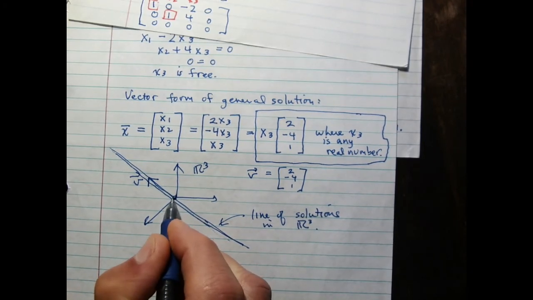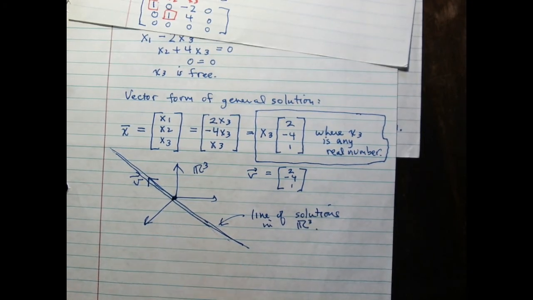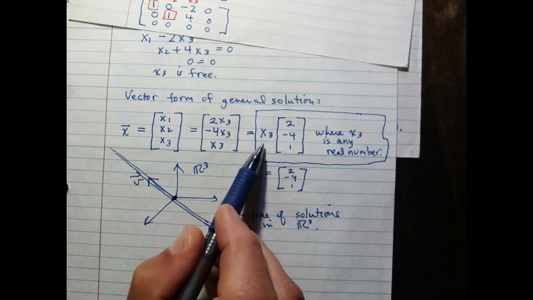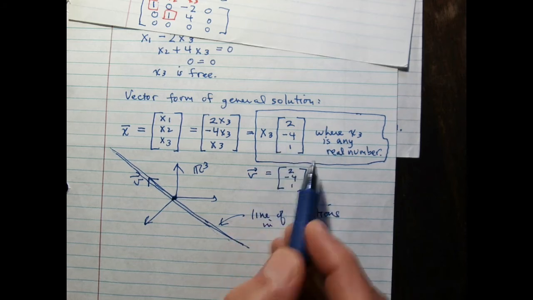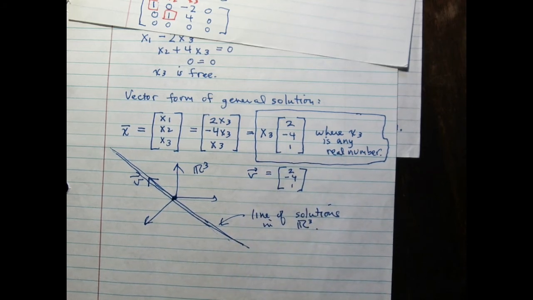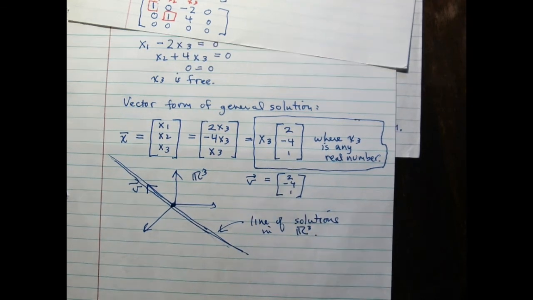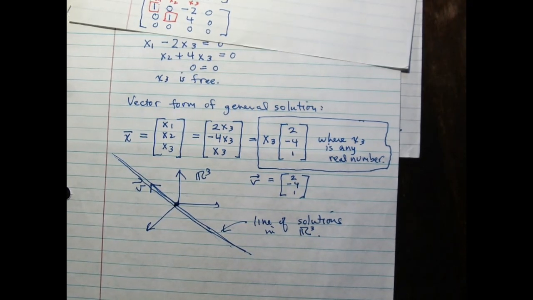And one of the solutions is 0, 0, 0, the origin. In fact, if you set x3 equal to 0, you get that trivial solution. So the trivial solution is included in this general form. And okay, so we're going to do another example, another exercise in another video. So there's another part to this section.